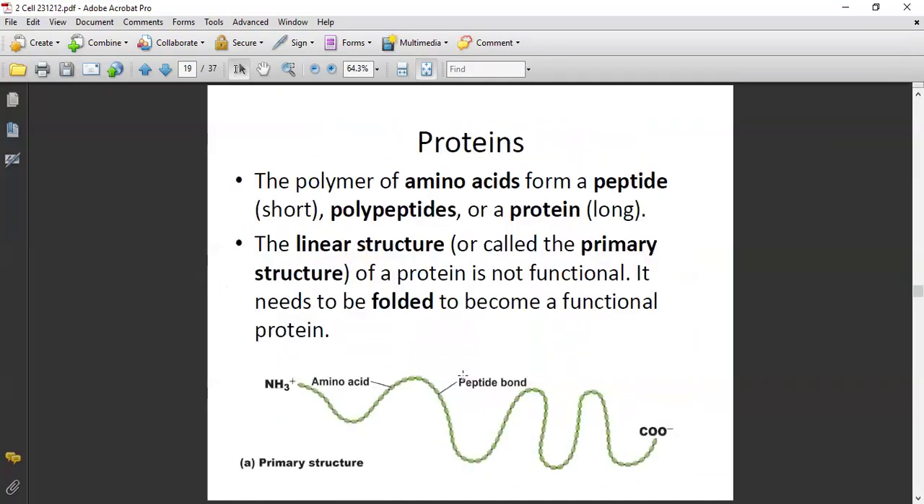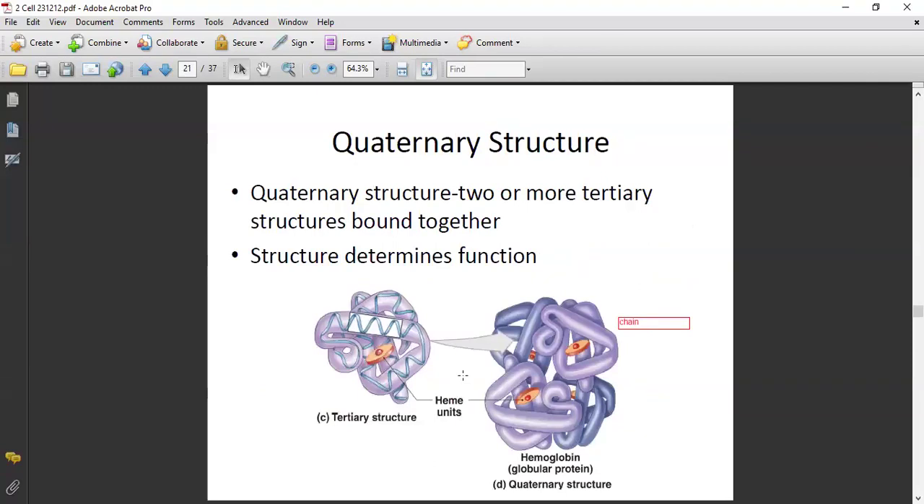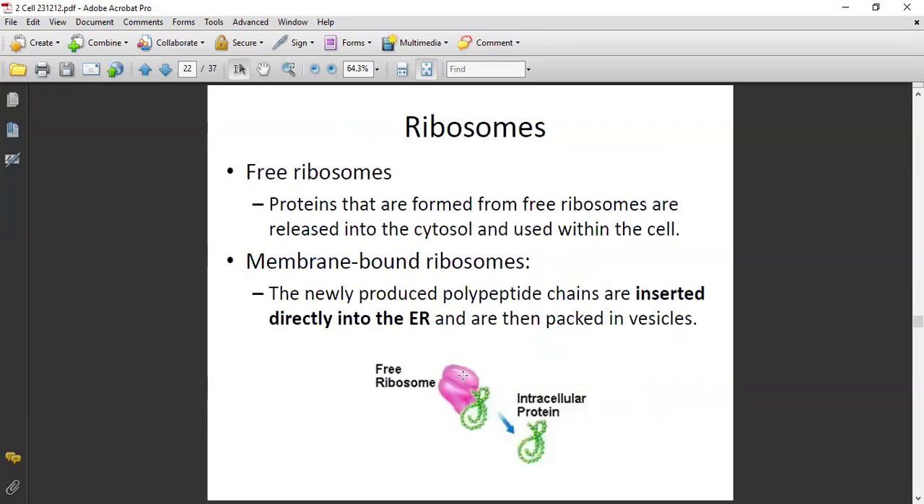Let's see if I have a picture. This is the final product, the quaternary structure, and this is the ribosome. So ribosomes, you can have a free ribosome that is in the cytosol, and also membrane-bound ribosome. It attaches to the endoplasmic reticulum. And then what does the ribosome do? It will do the translation. It will convert the mRNA into protein, or amino acid polypeptide.